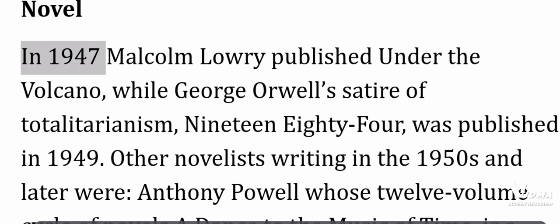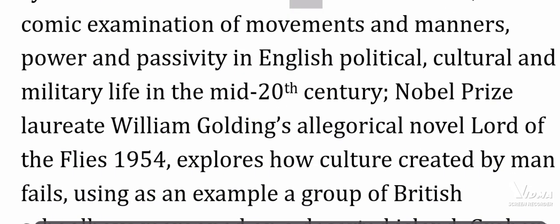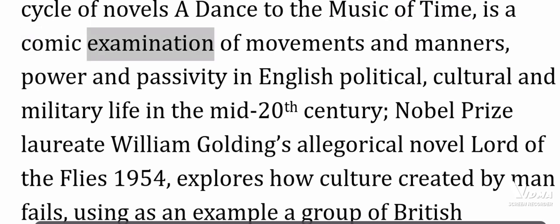In 1947, Malcolm Lowry published Under the Volcano, while George Orwell's satire of totalitarianism, 1984, was published in 1949. Other novelists writing in the 1950s and later were Anthony Powell, whose 12-volume cycle of novels A Dance to the Music of Time is a comic examination of movements and manners, power and passivity in English political, cultural and military life in the mid-20th century.